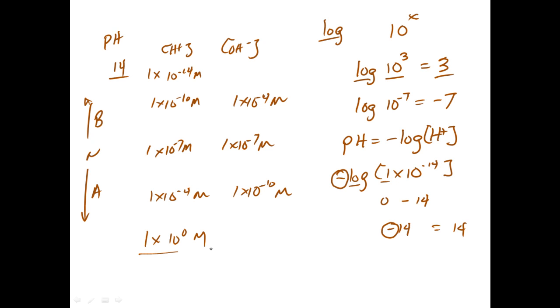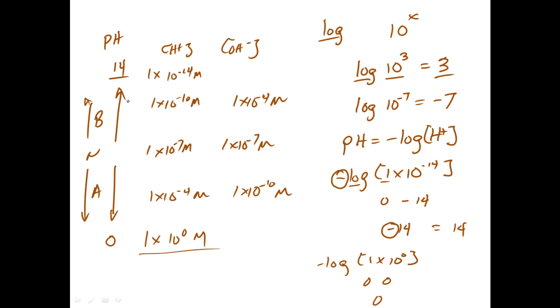Let's do this one down here. Well, it would be negative log of 1 times 10 to the 0 power. Negative log of 1 is 0. Log of 10 raised to the 0 power is 0. So we get 0 for an answer here. So the pH for this highly concentrated acidic solution is 0. So the lower the pH, the more acidic. The higher the pH, the more basic.